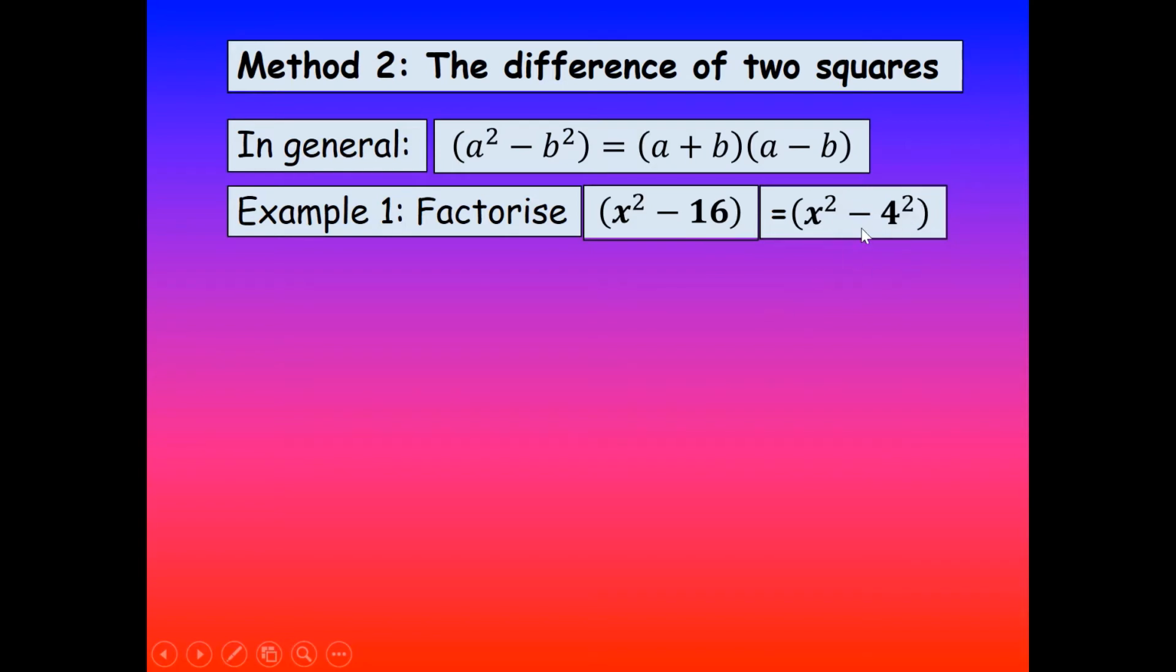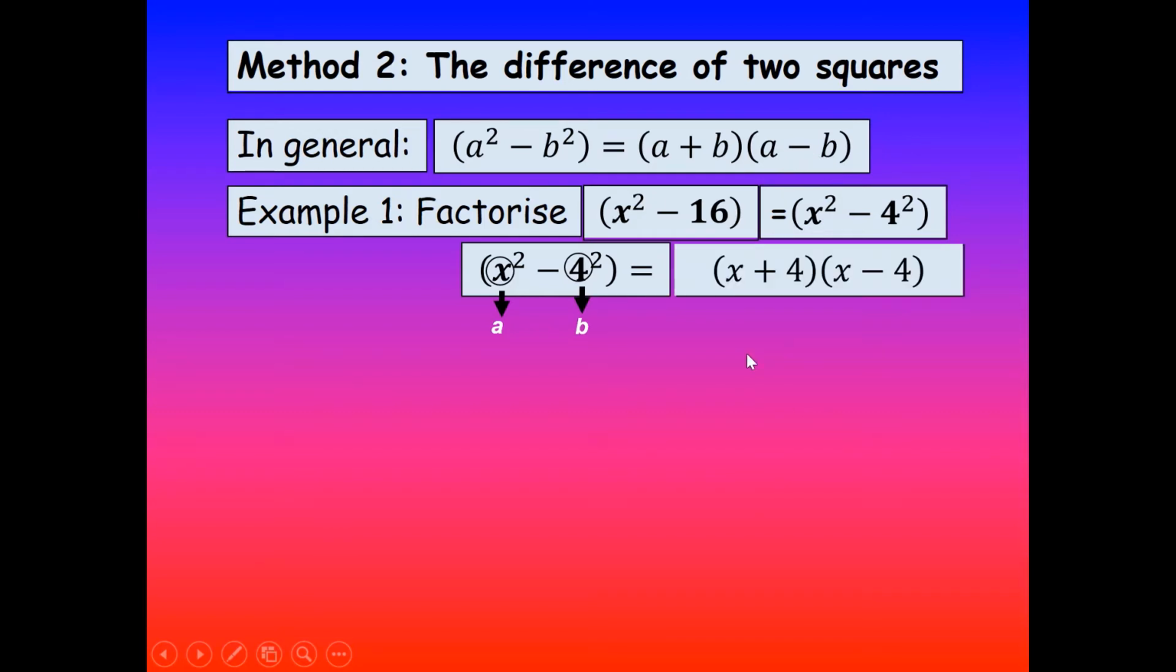Now once I've done that, this is in the form a squared minus b squared. So here I know that it's a squared minus b squared, so x is now your a value and 4 is your b value, and then it's pretty straightforward. After that, what you do is just put the value for a and b in the factored form. So the final answer is x plus 4 into x minus 4. So it's pretty basic, as you can see.